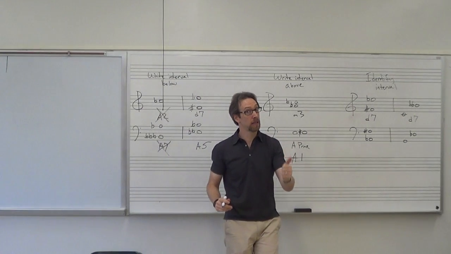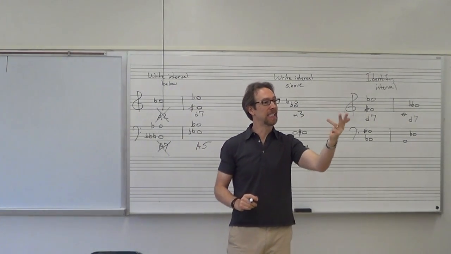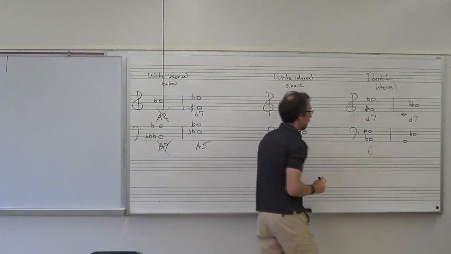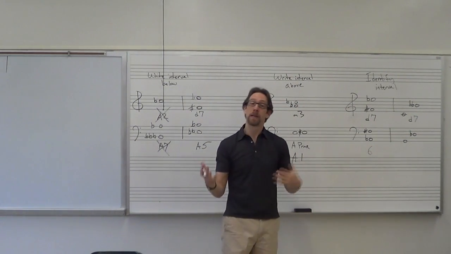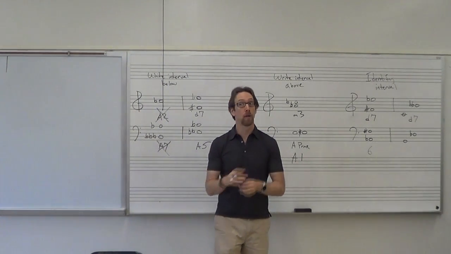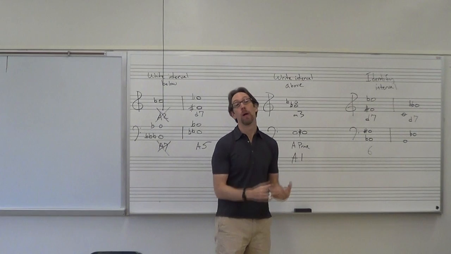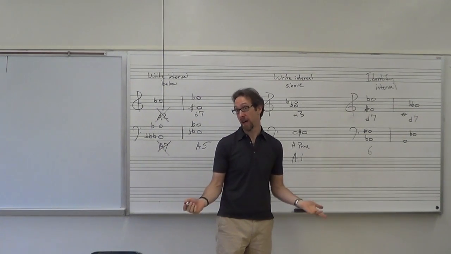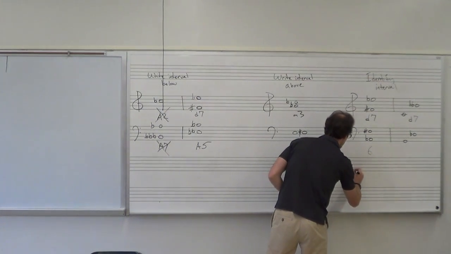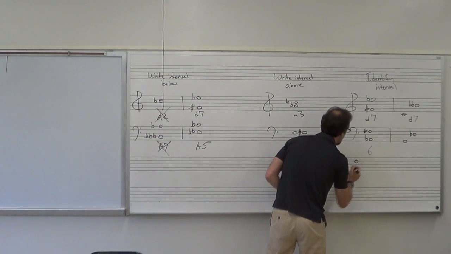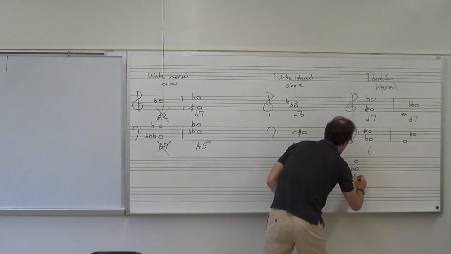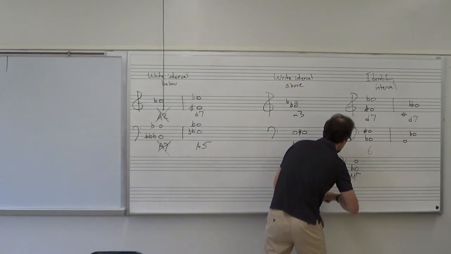Again, just counting letters. A, B, C, D, E, F. It's a 6th. Is F sharp in the A flat major scale? No. Well, what type of F do we find in the A flat major scale? In the A flat major scale, we have an F natural. So A flat to F natural would be a major 6.